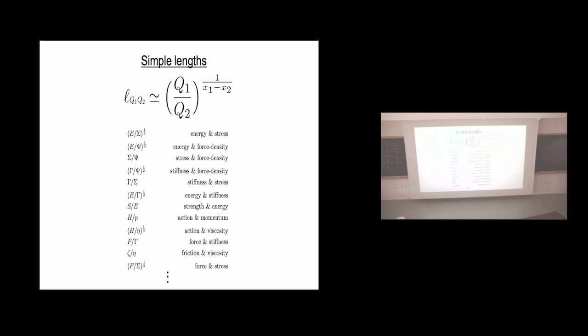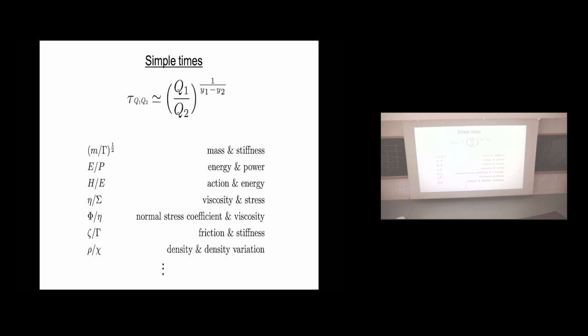Another thing that you can do is the reverse. Instead of taking ratios of quantities that are on the same line, you can take ratios of quantities that are on the same column. And in this particular case, what you will get is something that has to do with time rather than space. We saw some examples this morning. In rheology in general, you can talk a lot about the ratio between viscosity and stress, which gives you the relaxation time.